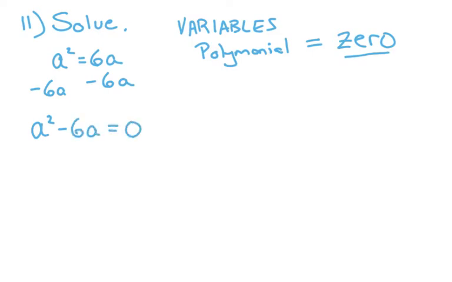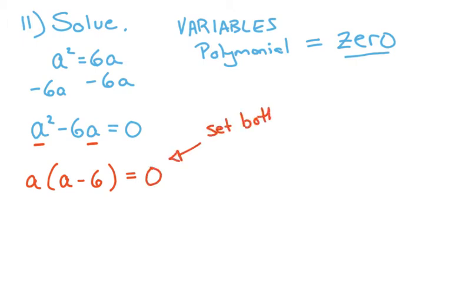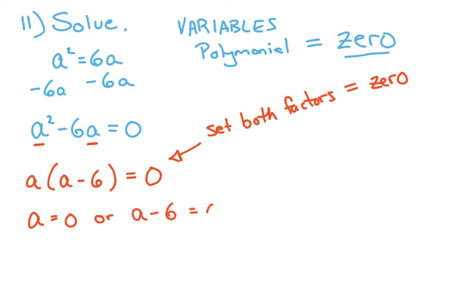And now we can factor. What do we have to factor out? An a. That leaves me with a minus 6. Now here we set both factors equal to 0. So either a equals 0 or a minus 6 equals 0. So we have two solutions.